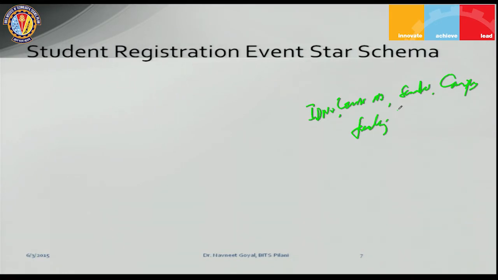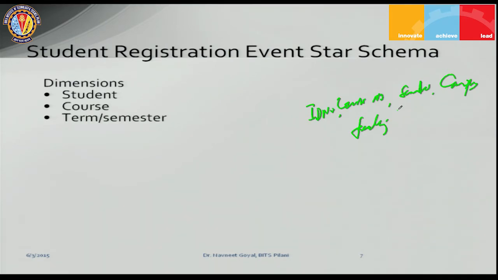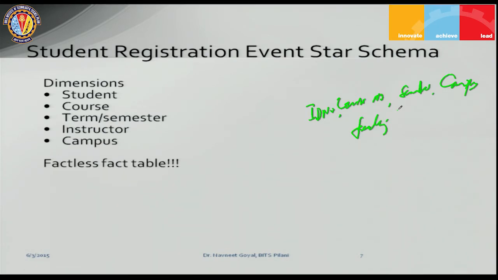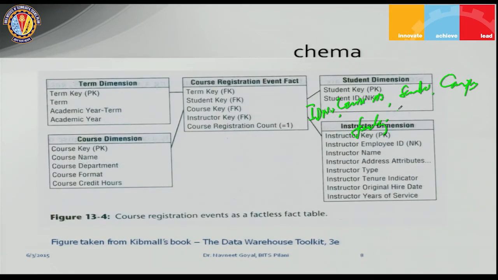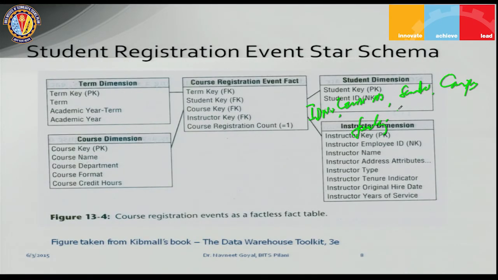Student registration event star schema. The dimensions involved are student, course, term and semester, instructor, campus, and this comprises a factless fact table, right? And this is the detailed registration schema, and you can see here that this particular thing is actually the dummy fact, and this is a factless fact table, the course registration event fact. And you can see the dimensions are obvious. There is a student dimension, instructor, course, and term dimension.